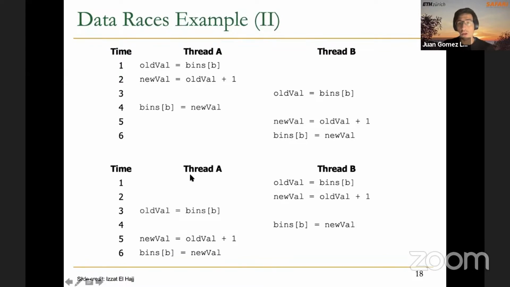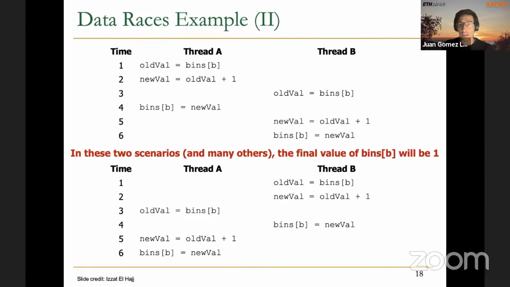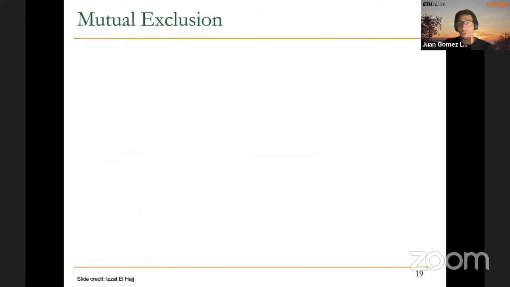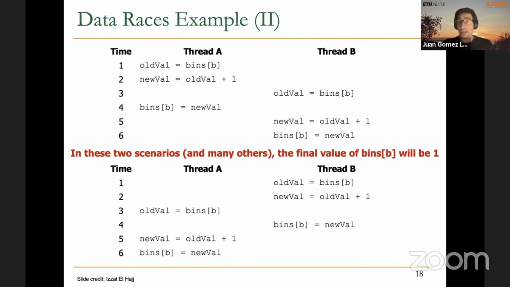And it could be in a different way. In this case, it might be thread B that starts the execution, reads something from memory, updates, and at that point, it's thread A that reads this same value, and it's reading an old or stale value. In both scenarios, the final value of bins B will be 1, and this is wrong. This is why we need to find a way of making sure that these 3 operations are executed atomically, at once, without other instructions from other threads interfering.